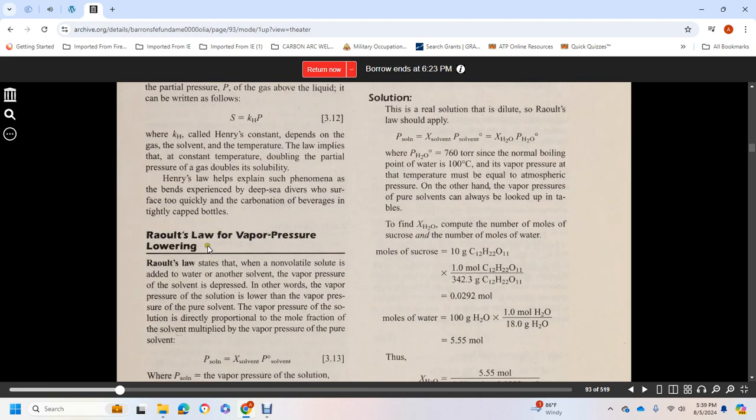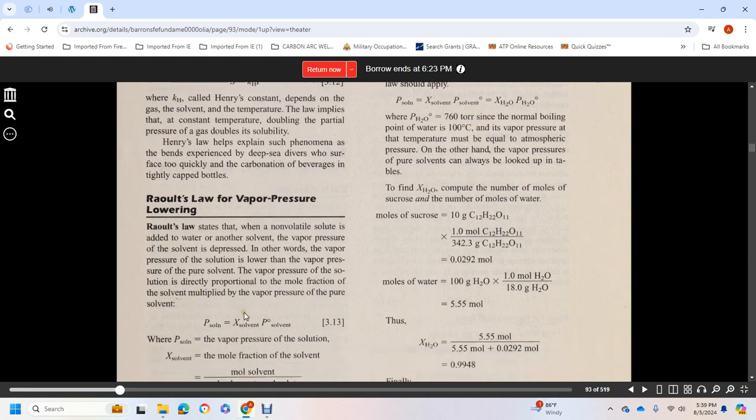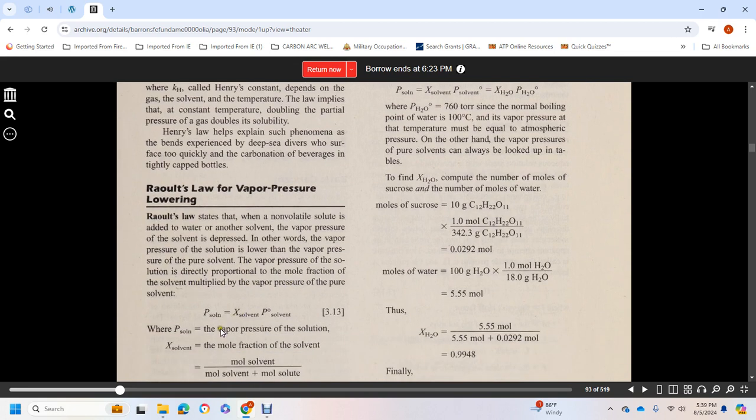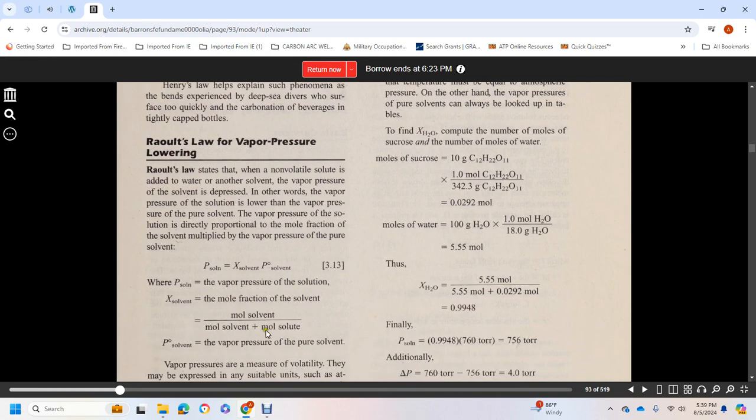Alright, Raoult's law of vapor pressure states that when a non-volatile solute is added to water or any other solvent, the vapor pressure of the solvent is depressed. In other words, the vapor pressure of the solution is lower than the vapor pressure of the pure solvent. The vapor pressure of the solution is directly proportional to the mole fraction of the solvent multiplied by the vapor pressure of the pure solvent. Vapor pressure of solution equals the mole fraction of solvent, which is the moles of solvent over the moles of solvent plus the moles of solute, times the vapor pressure of the pure solvent.